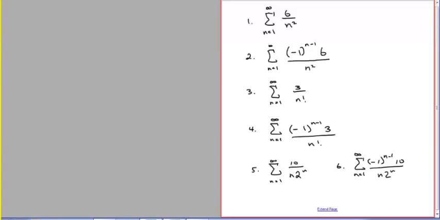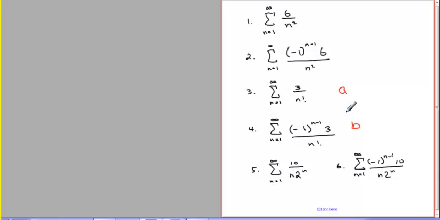So numbers 3 and 4 start with the number 3, and you can look at A and B on page 636. They both start with a 3, and B is the alternating one, so this is going to be A, this is going to be B.